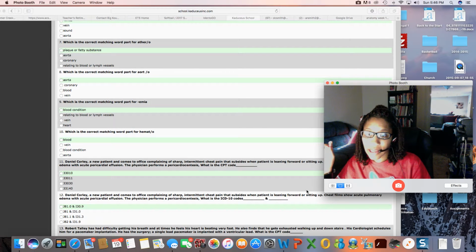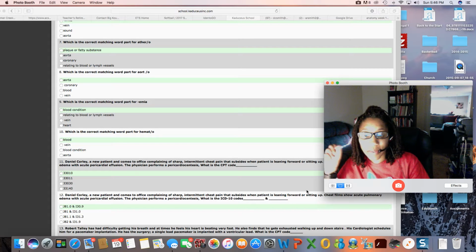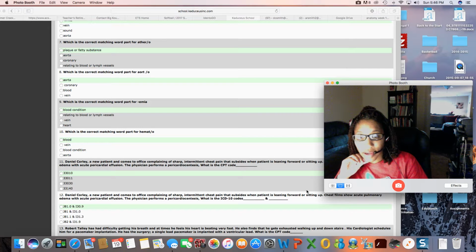Robert Talley has had difficulty getting his breath, and at times he feels his heart is beating very fast. He also finds that he gets exhausted walking up and down stairs. His cardiologist scheduled him for a pacemaker implantation. He has had the surgery. A single lead pacemaker is implanted with a ventricular lead. What is the CPT code?